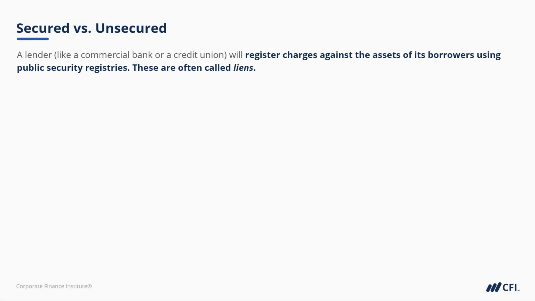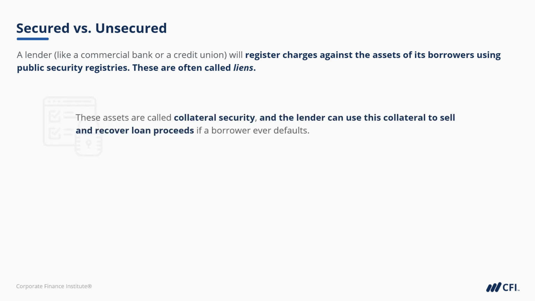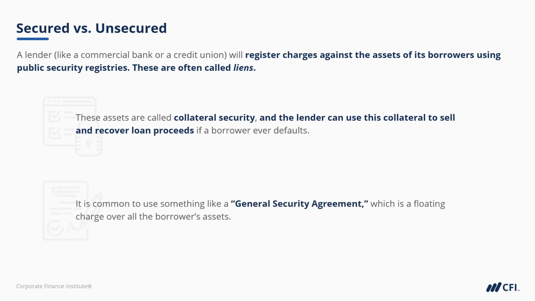As we discussed earlier in the course, a commercial lender will register charges against its borrower's assets using public security filings. These assets are what we call collateral security, and the lender can use this collateral to sell and recover loan proceeds if the borrower ever defaults on its exposure. While the nature of the charges vary by country, it's common to use something like a general security agreement or a GSA, which is a floating charge over all the borrower's assets.